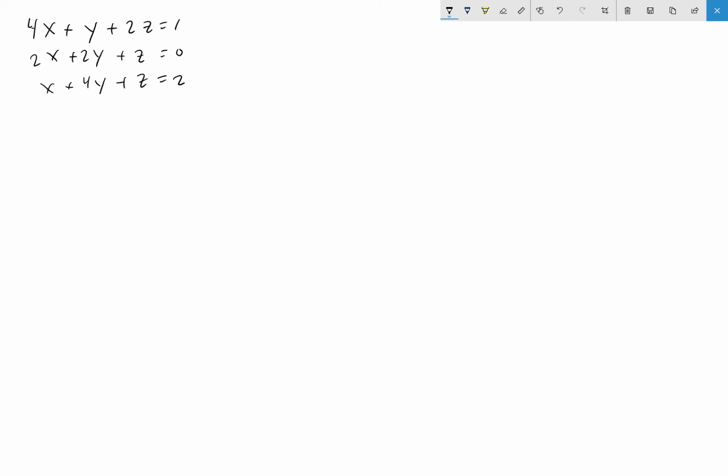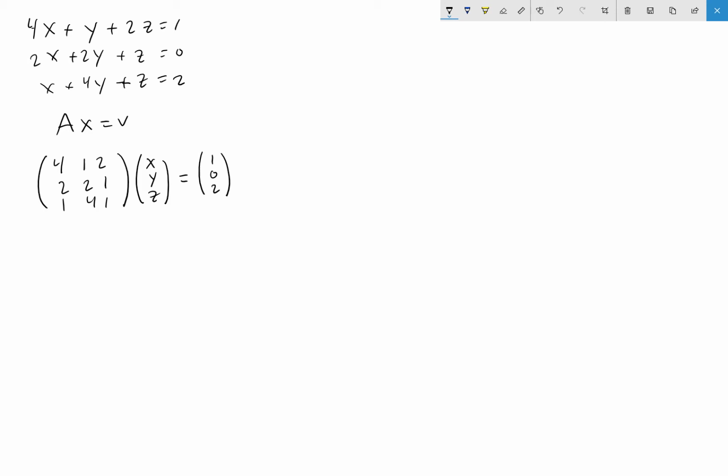So the key here is to write this in the form matrix A times vector x equals vector v. So in other words, the coefficients that I wrote down will appear in the matrix A. So that would be 4, 1, 2, 2, 2, 1, 1, 4, 1. And then the vector x would be the unknowns x, y, z. And if we multiplied those two matrices, that would exactly be the left-hand side of the equations up above. And then the right-hand side will be another column vector here, 1, 0, 2.